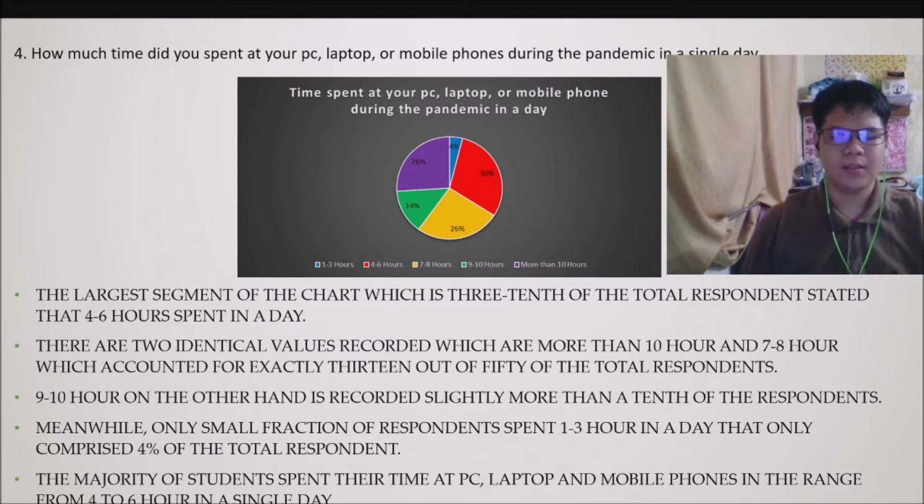And 9 to 10 hours, on the other hand, was recorded at slightly more than a tenth of the responses. Meanwhile, only a small fraction of respondents spend 1 to 3 hours in a day, comprising only 4% of the total responses. In conclusion, the majority of the students spend their time on PC, laptop, and mobile phone in the range of 4 to 6 hours in a single day.